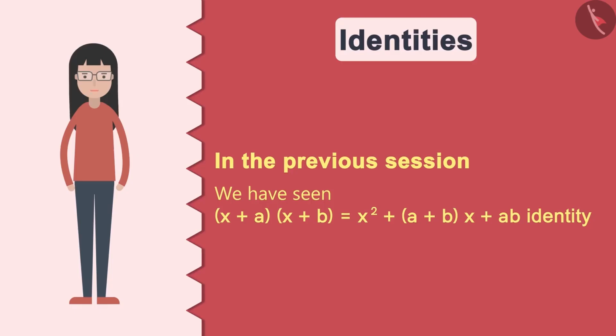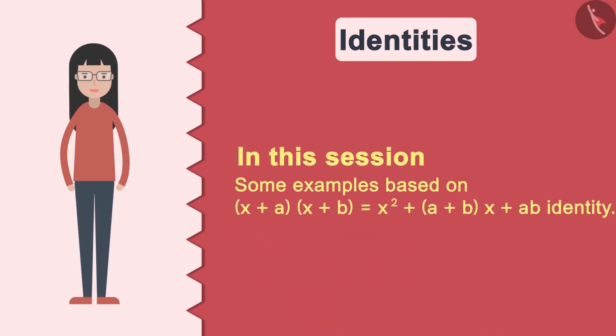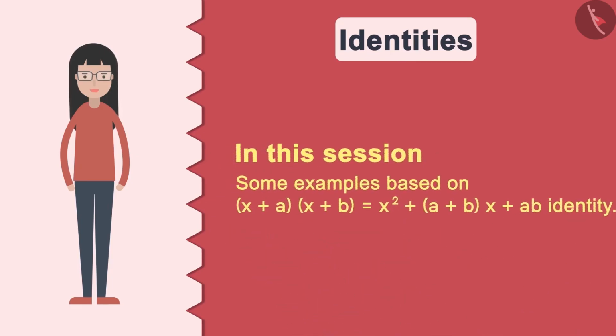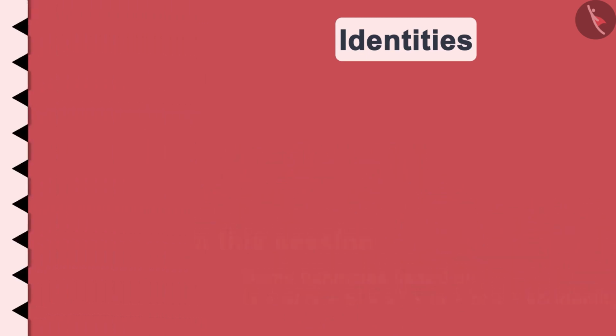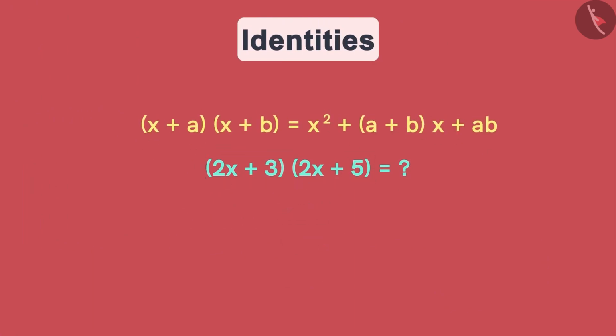In the previous session, we have seen this identity. Friends, in this session, we will see some examples based on this identity. Can you tell me how to solve this? This can be easily solved using this identity.